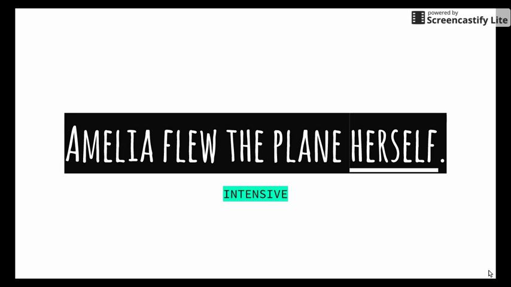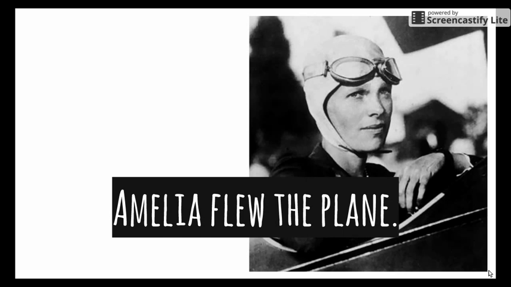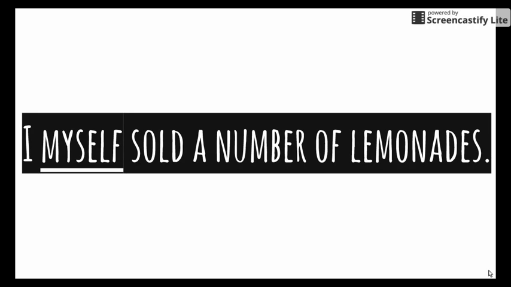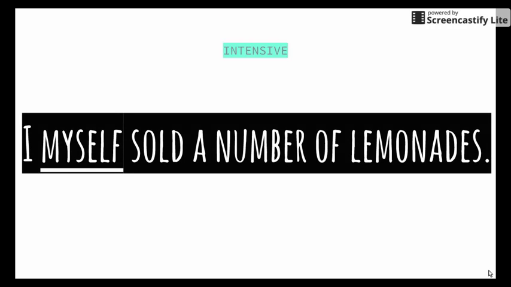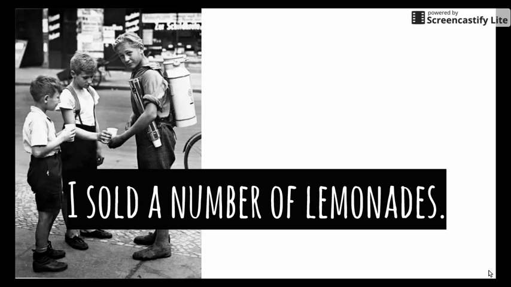Amelia flew the plane herself. Now this is an intensive use of the pronoun herself. If we took herself out of this sentence, it still makes sense. Amelia flew the plane. It works. All right, let's look at one more. I myself sold a number of lemonades. Now we're working in the intensive again, and we know that because we can pull myself out. It's just adding emphasis, and the sentence is still going to make sense. I sold a number of lemonades. There's not as much emphasis there, but the sentence still makes sense.